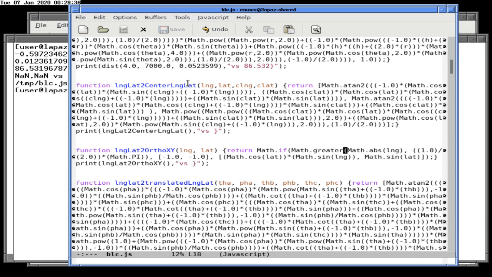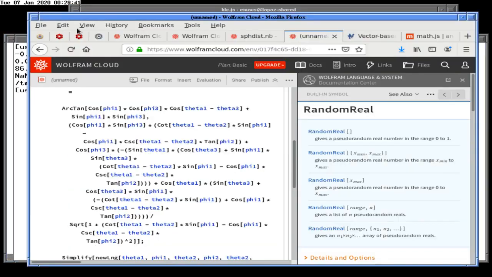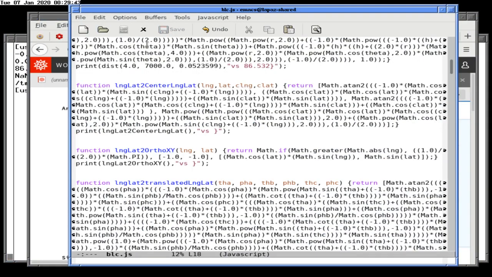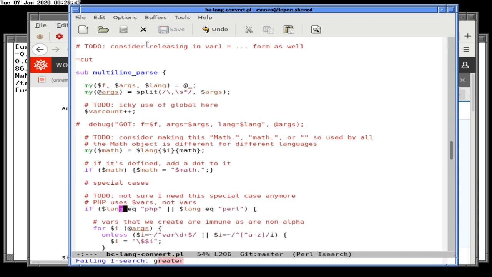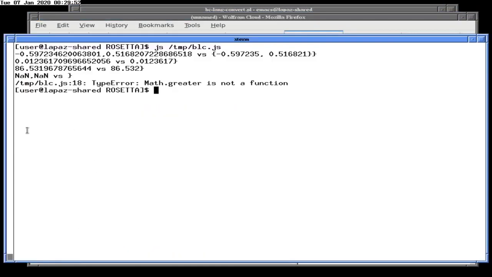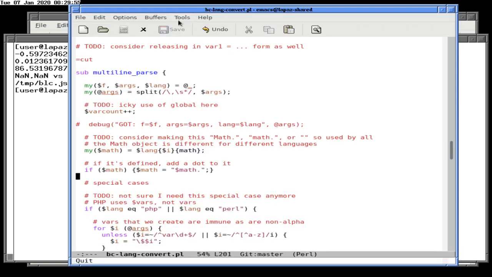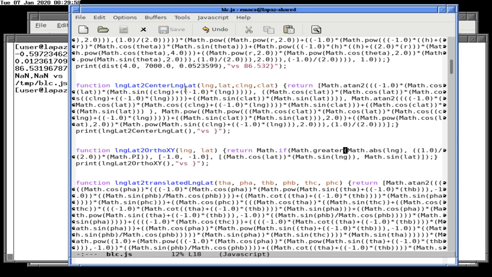I could have sworn that greater got translated as an angle bracket. No. Wait, so where do I actually use greater? That sounds like an if statement there. Okay, hang on. Well, if greater than, so long lat, okay, let me go ahead and go back to BC language it, yep.